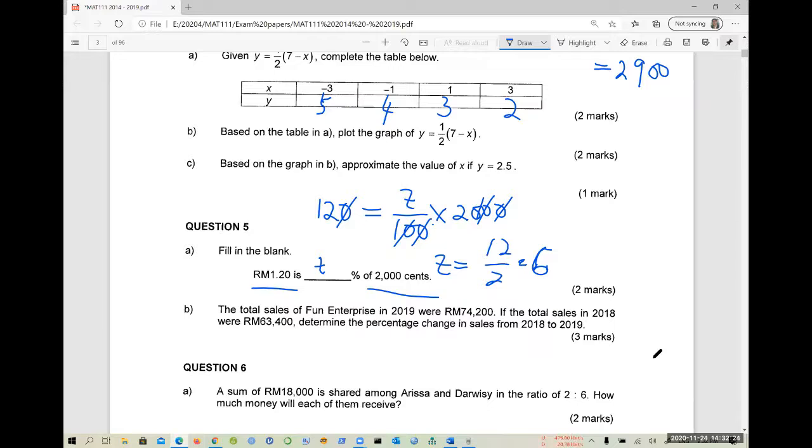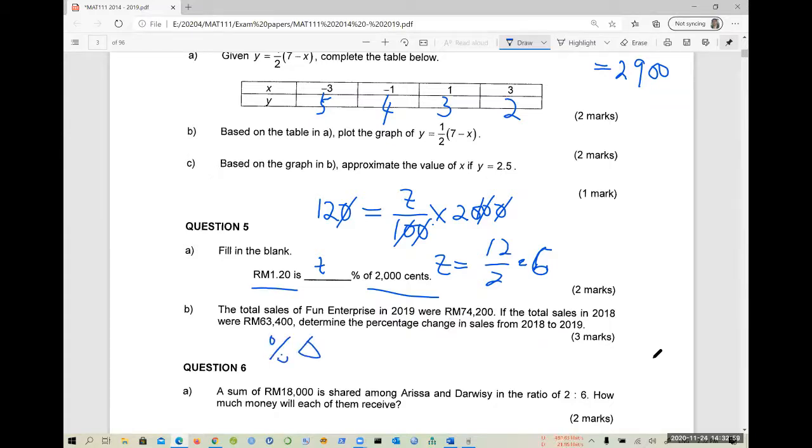The next one says the total sales of Fund Enterprise in 2019 were 74,200. If the total sales in 2018 were 63,400, determine the percentage change in sales from 2018 to 2019. So right now they ask you to find the percentage change. So how to find the percentage change?